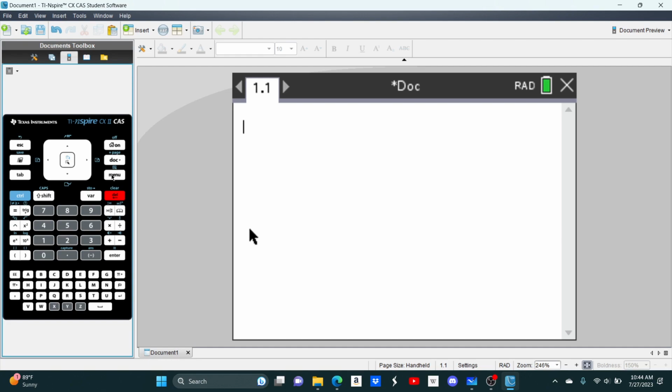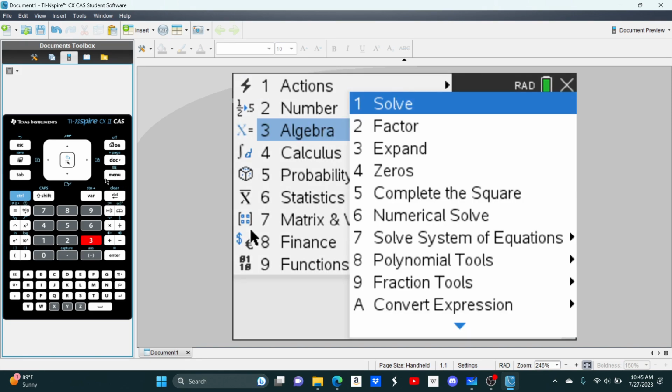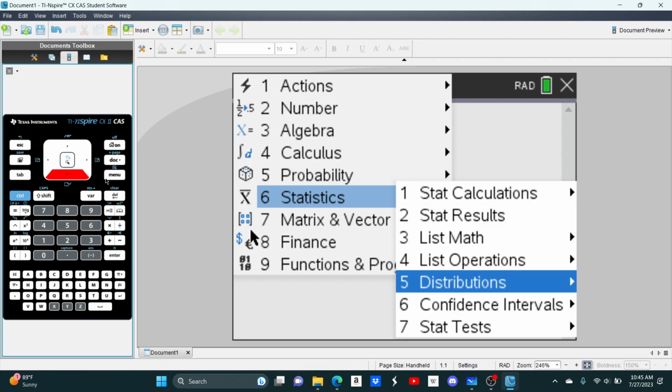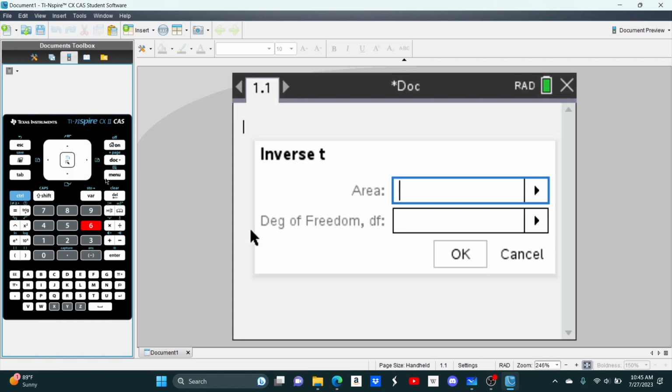I know that on the 84, if you go to stat and then all the way to the right, it says test. It says test, but if you scroll down to the bottom or close to the bottom, wait, I said it wrong. If you go to distributions, there will be an inverse t distribution. I was thinking of something else. Sorry about that. Okay, you go to menu, statistics, distributions, and then you see number 6 says inverse t. So our area is 0.975.